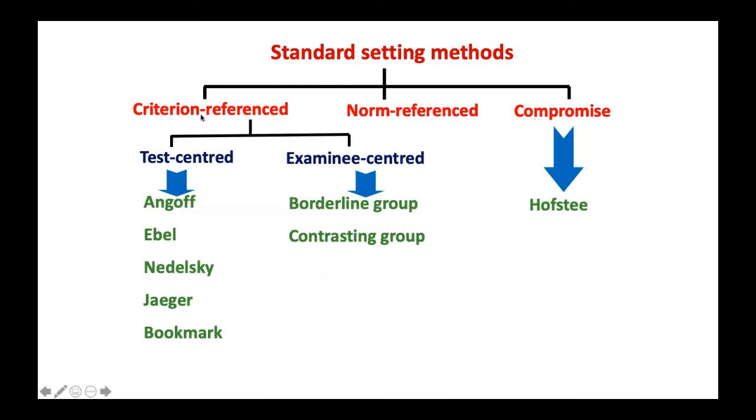So first we need to decide whether we are using criterion reference, norm reference, or compromise. Criterion reference is the method that we use for summative exams where we want to know the real ability of the candidate. These are the tests that we use to pass or fail a candidate and to issue an award or a license to practice. Now, norm referencing is not like that.